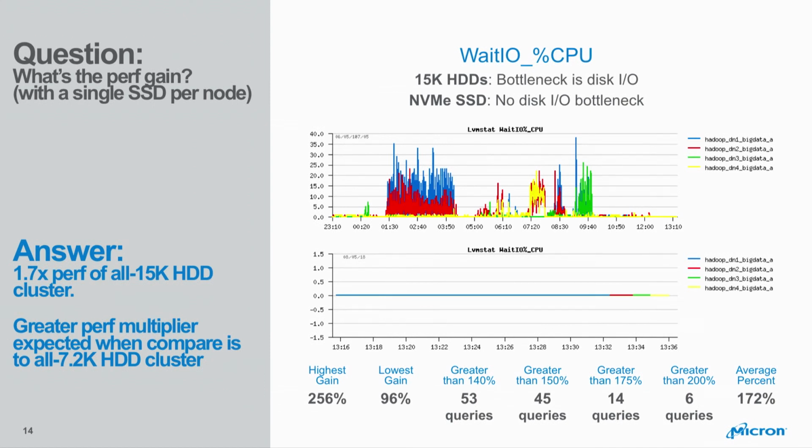But what was more compelling is that the percentage CPU time waiting for disk I/O was completely eliminated with just one SSD per node. And that's what you see in the graph below. The top graph shows the percentage of the CPU waiting for each node. Each node has a different color: red, green, blue, and yellow. But with just one SSD added to each node of that cluster, you can see that there's virtually no CPU wait time.